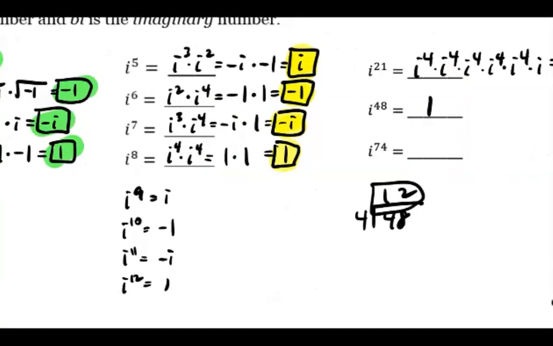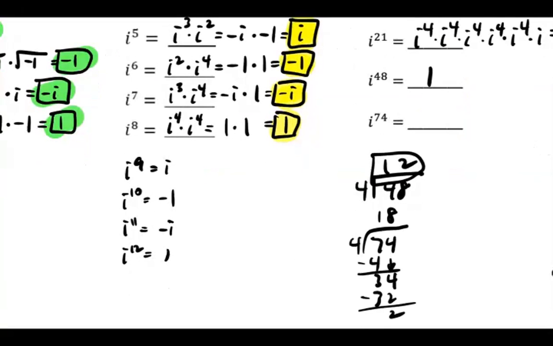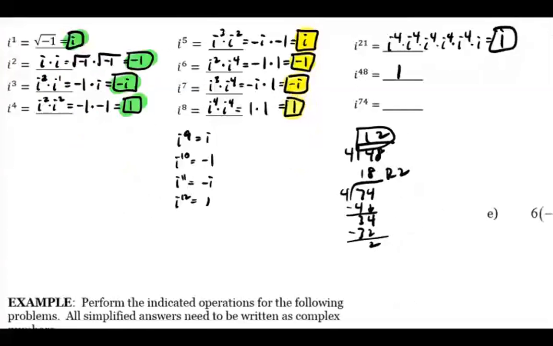What about i to the 74th? So let's divide it by 4. Let's try Jose's trick. Divide it by 4. I get 18, I get a remainder of 2. So it's not going to be 1 down here. Which one will it be?